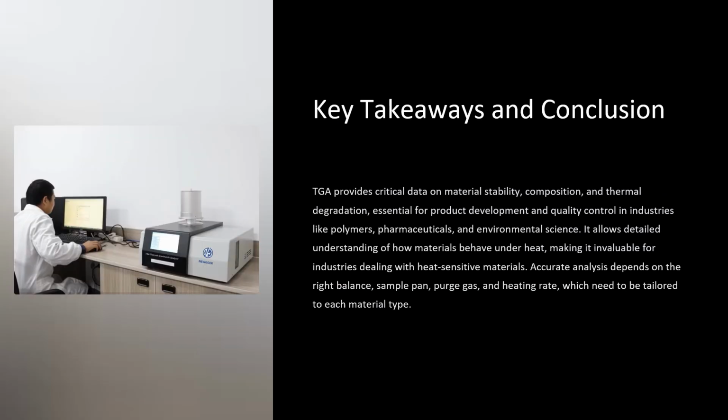So the conclusion is TGA delivers vital insight into material stability, composition, and thermal degradation, making it indispensable for product development and quality control across industries such as polymer, pharmaceutical, environmental science. It provides a detailed understanding of material behavior under heat, which is crucial for industries working with heat-sensitive substances. Precise analysis relies on optimizing factors like sample size, pan type, purge gas, and heating rate customized for each material.